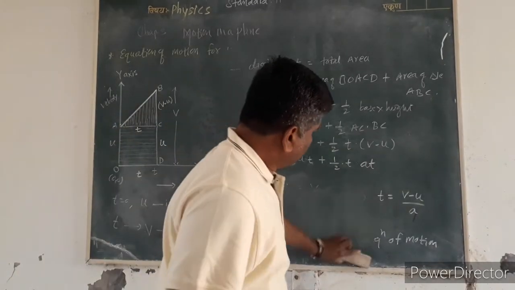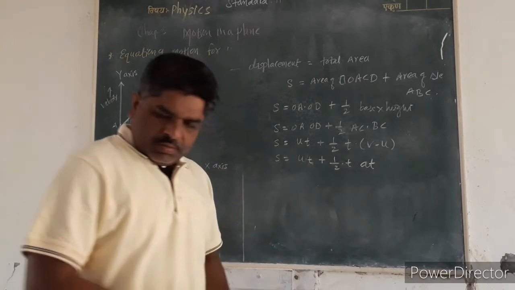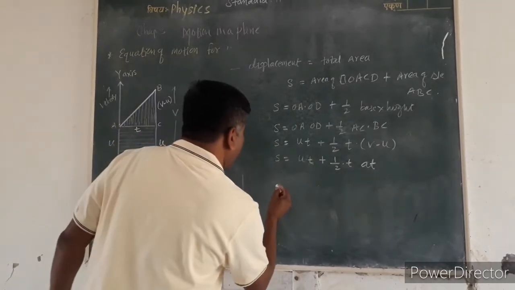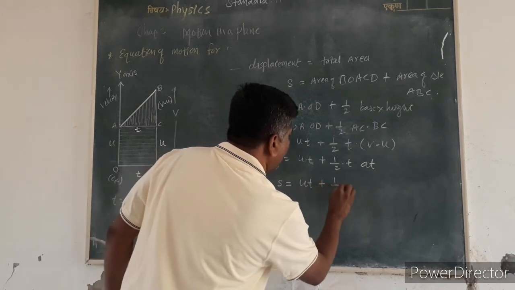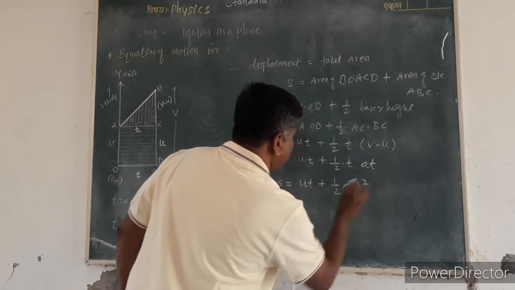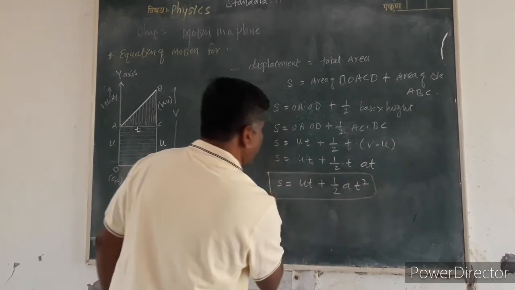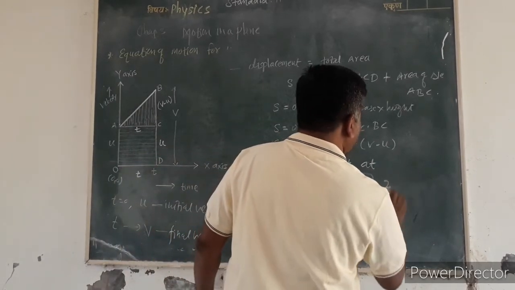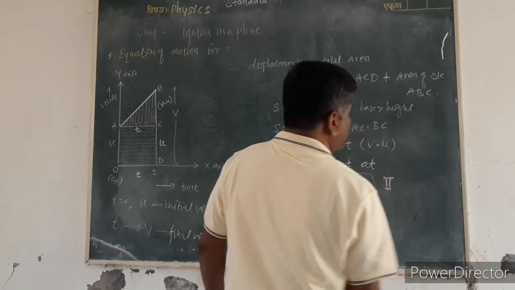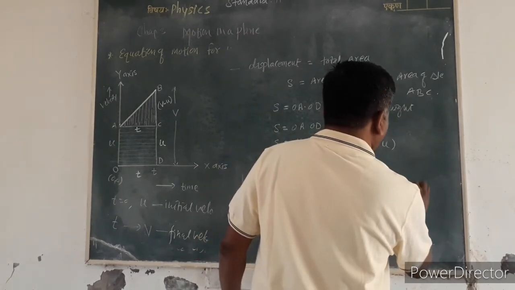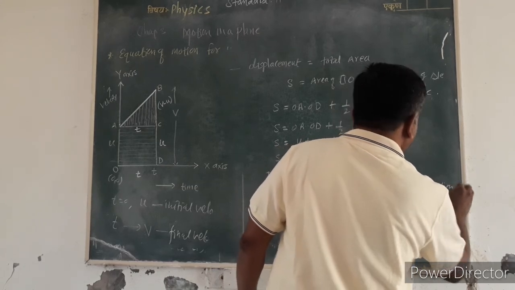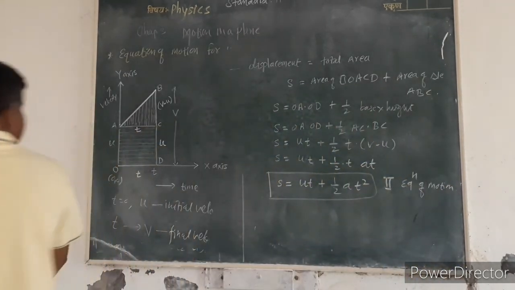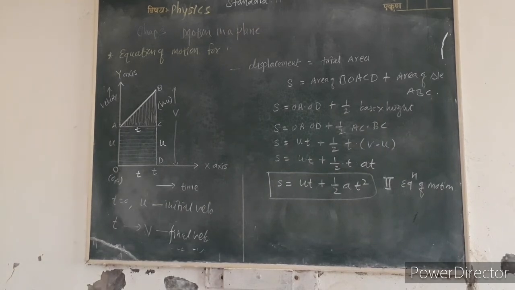Therefore, S is equal to ut plus 1/2 a into t square. This is the second equation of motion.